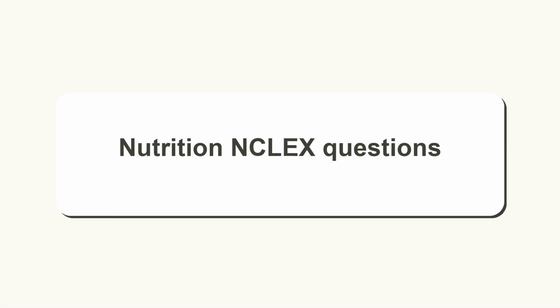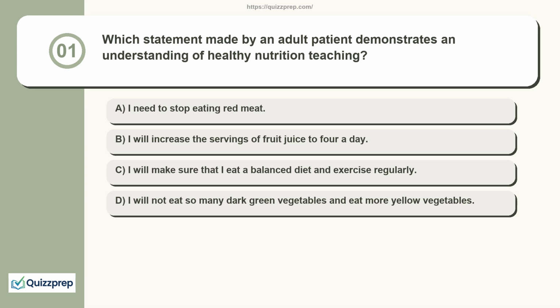Nutrition NCLEX questions. Question 1. Which statement made by an adult patient demonstrates an understanding of healthy nutrition teaching? I need to stop eating red meat. I will increase the servings of fruit juice to 4 a day. I will make sure that I eat a balanced diet and exercise regularly. I will not eat so many dark green vegetables and eat more yellow vegetables.